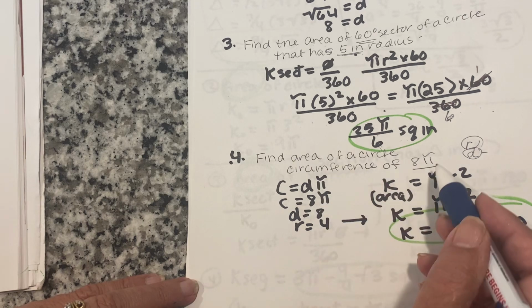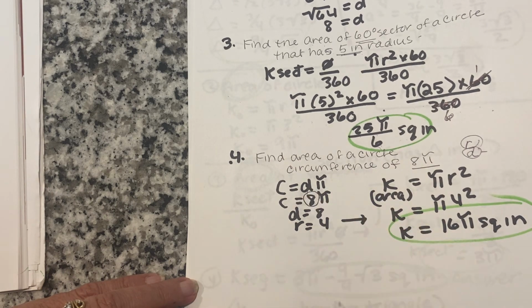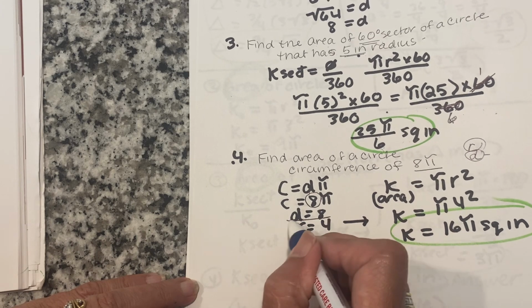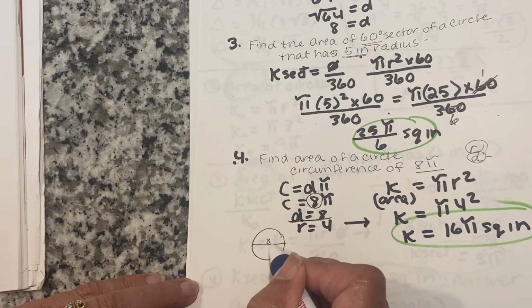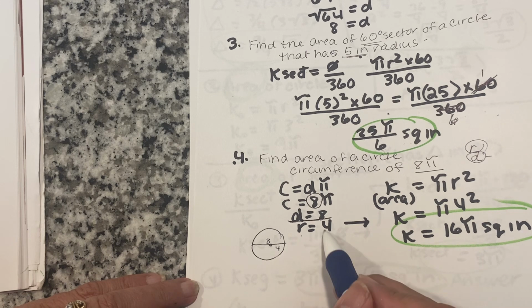So here we know, if we plug in 8 pi, we know the diameter is going to be what? 8. So the diameter equals 8. So if the diameter equals 8, this diameter is 8. What is the radius? It's going to be half of this. It's going to be 4. So if the diameter is 8, the radius is going to be 4.